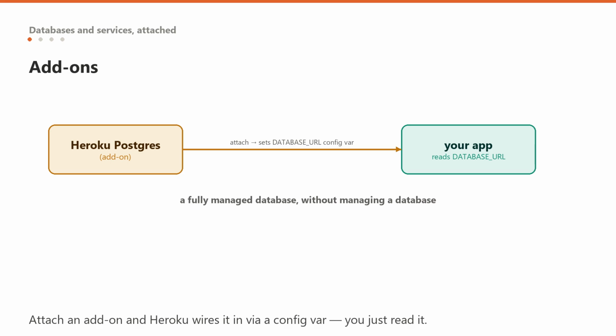And here's the elegant part. When you attach an add-on, Heroku automatically creates the right config var for it. For example, attaching Postgres sets your DATABASE_URL. Your app reads that config var and just works. Add-ons are how you get a fully managed database without ever managing a database yourself.